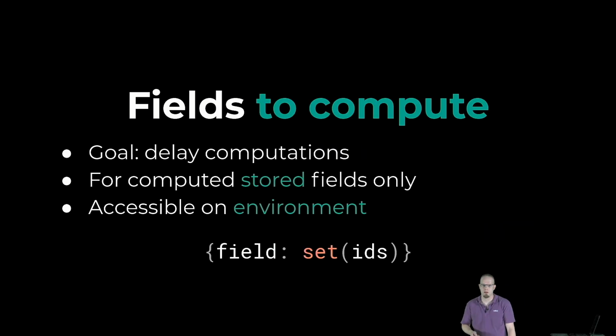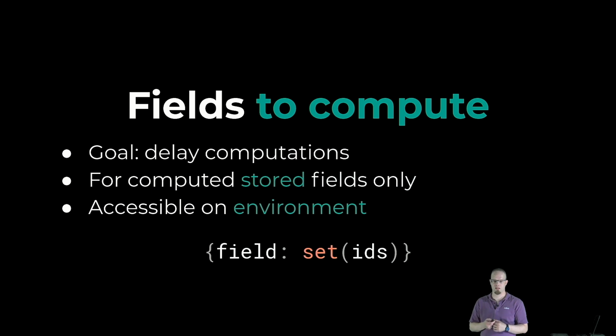Next slide. We're going to show the fields to compute. Fields to compute, this is the next data structure. This one appeared in version 8, actually. The goal of the data structure is to keep track of which records have to be computed, but have not been computed yet. And we use that data structure for stored fields only. Non-stored fields are different.